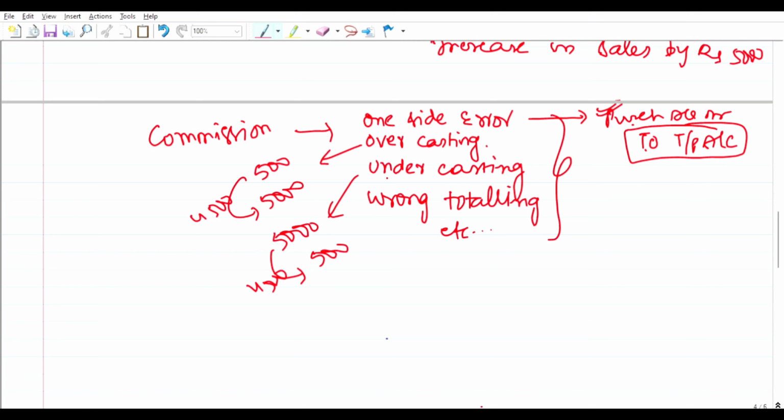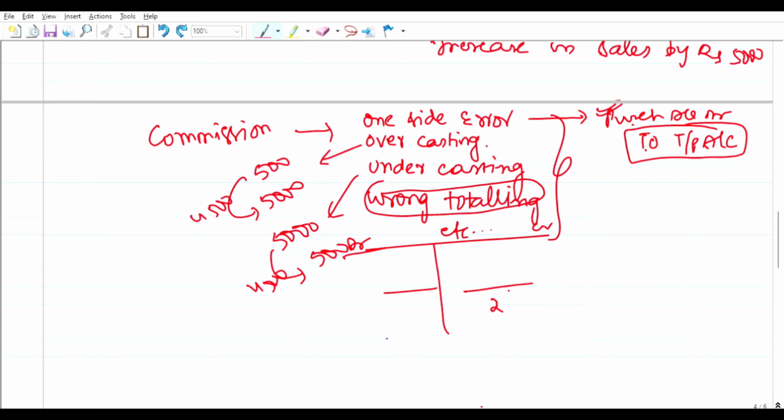This is what undercasting is. Wrong totaling is nothing but, if there is a debit side and credit side of an account, let us take an account which is having debit and credit side, and if the credit total is 500 and debit total is 200 rupees, and we are writing the credit total as rupees 20 only, that is wrong totaling, right? So these are the types of errors which we will be incurring on a daily basis.